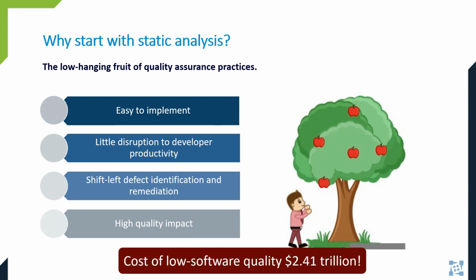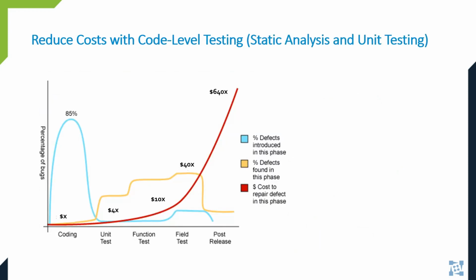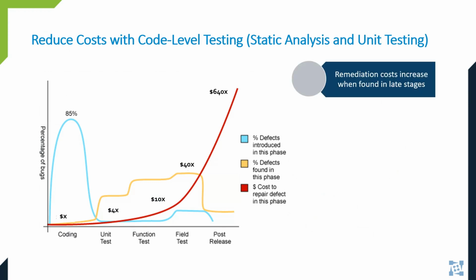However, software quality is still a costly problem for many companies. This number, 2.41 trillion, is from a 2022 report from the Consortium for Information and Software Quality. So let's take a moment to discuss how successfully implementing code level testing and static analysis can help you to reduce costs. As you can see in this chart, the later a software defect is found, the higher the associated cost of remediation.